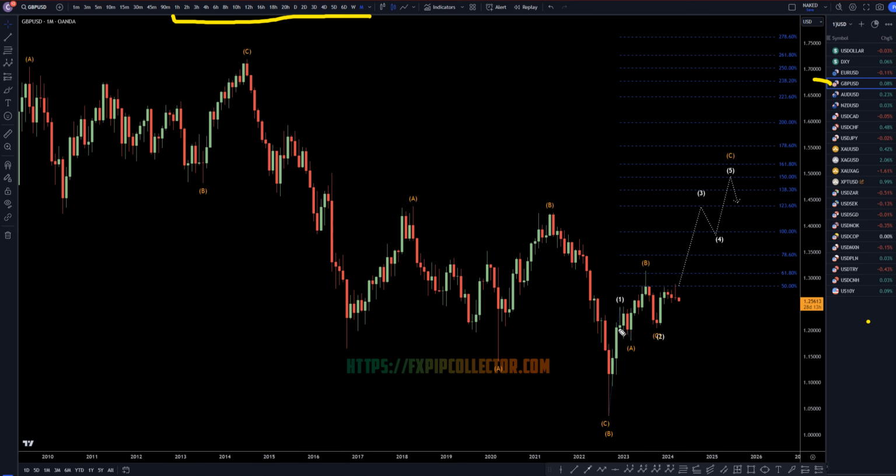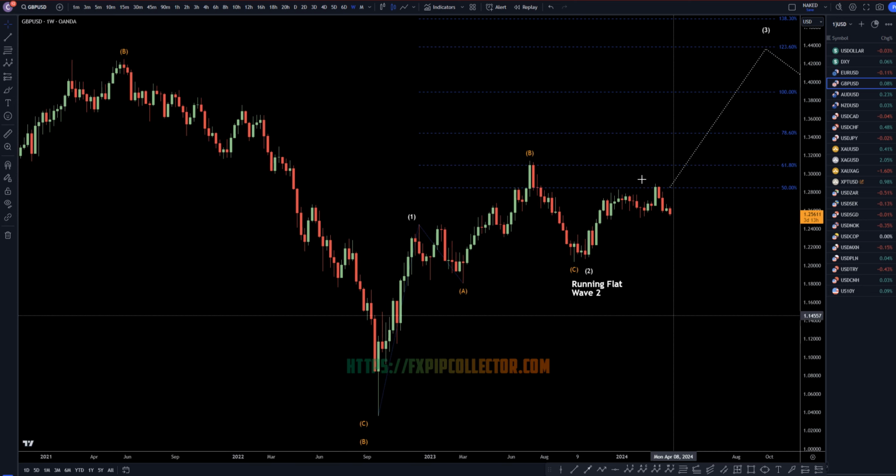So on the pound dollar, I still think this is very likely a 1. I still think this is a 2, and I still think it is going to keep on going up on this monthly time frame, making higher highs, higher lows, eventually going up and taking out these highs and looking something like this.